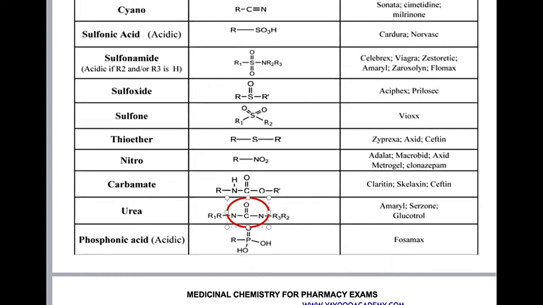And about phosphonic acid, as you see, it looks like this, the phosphonic acid or the bisphosphonate, like Busamax, the alendronate, etidronate, and so on, this family. Okay, so that's about examples for function groups.